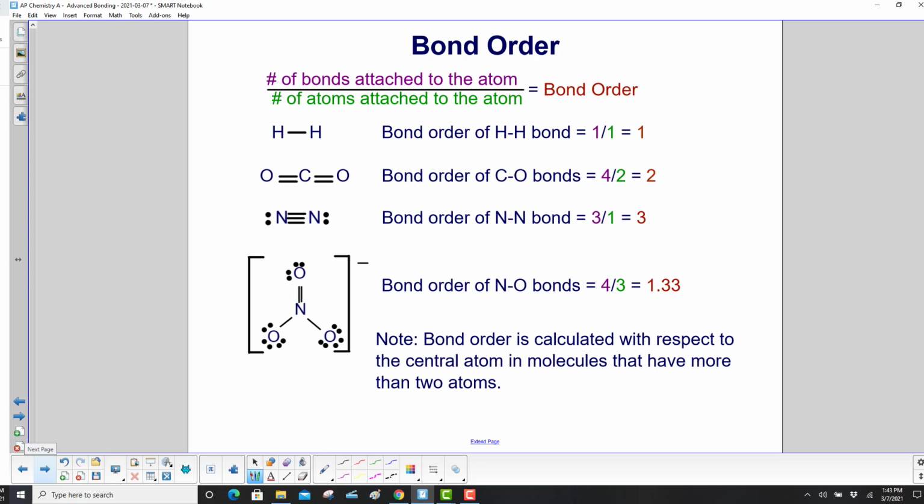So let's look first at a hydrogen-hydrogen bond. What do we have? We have one bond attached to the hydrogen. We're going to look at this hydrogen here, and one atom attached to it. So that's 1 divided by 1, a bond order of 1.